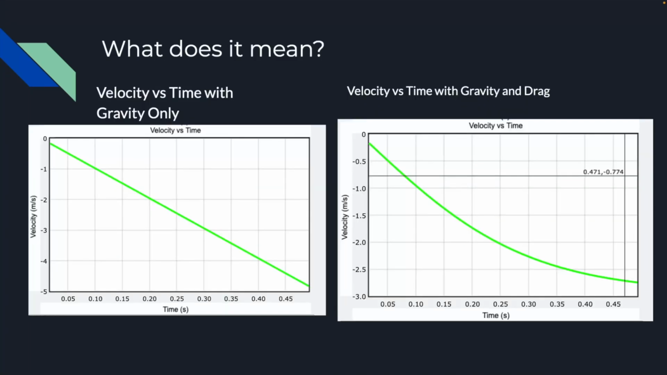To address what it means, which models predict the terminal velocity? Terminal velocity happens when the force of drag pointing up has equally balanced the force of gravity pointing down. The model that accurately predicts terminal velocity is the one on the right, the velocity versus time with gravity and drag. As you can see here, as time goes on, the graph flattens out, meaning that it's no longer increasing and that net force is equal to 0 due to drag and gravity being equal to each other.